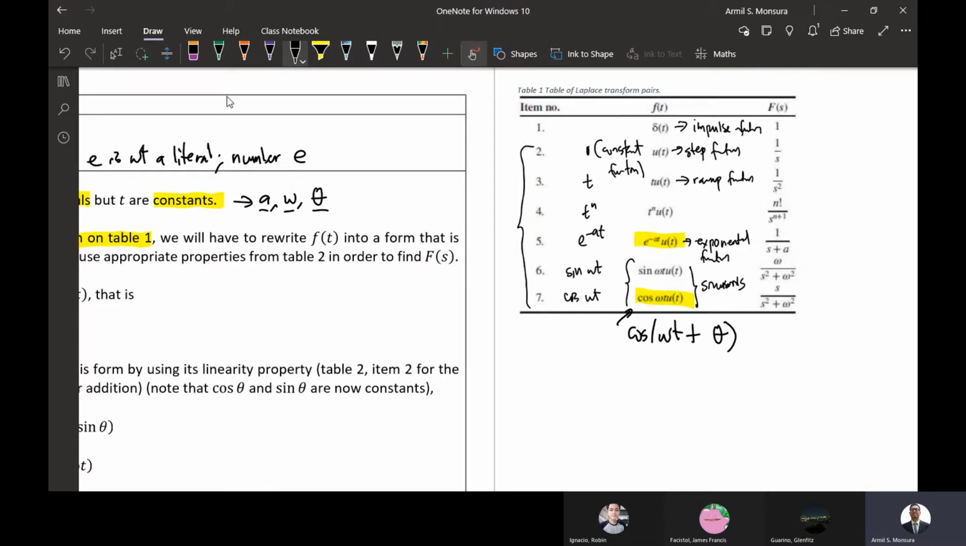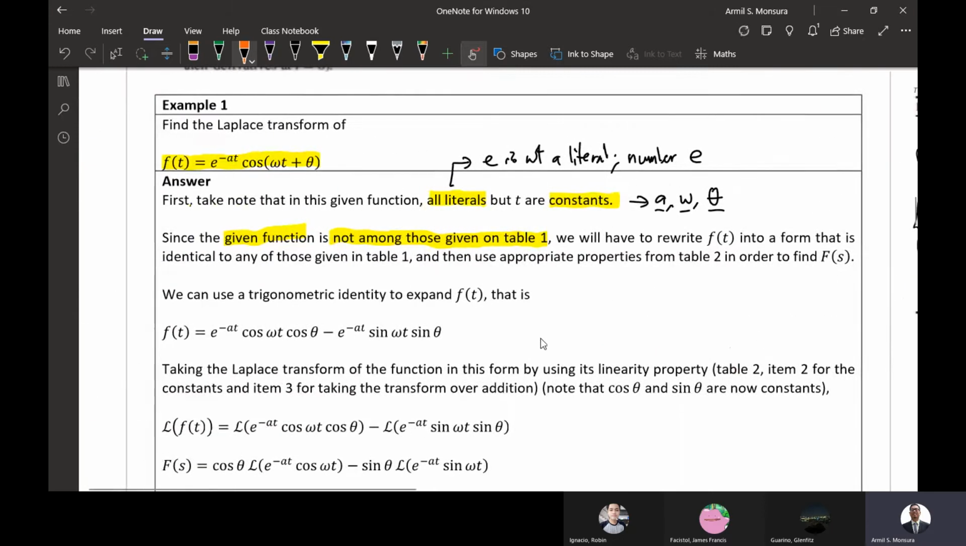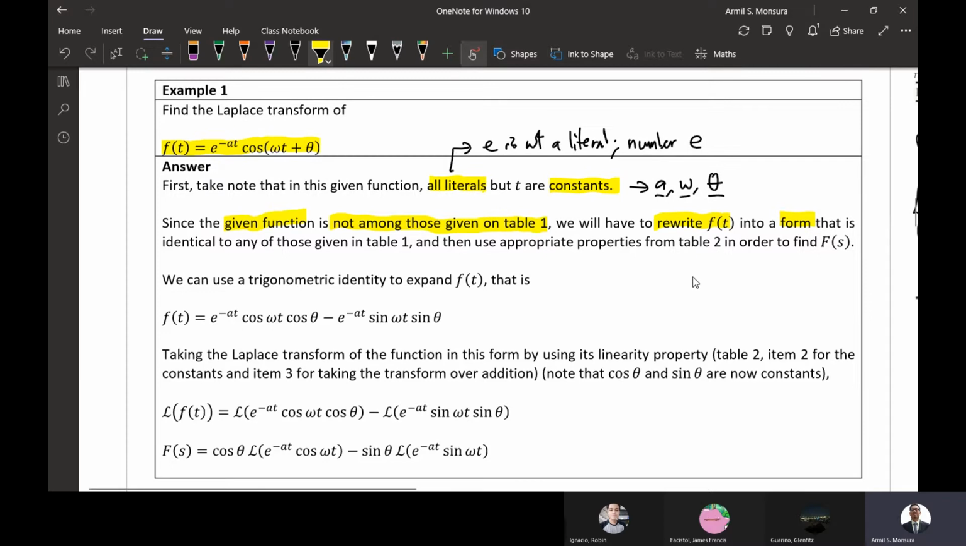So, they are different forms. So, while both of them are cosine function, iba yung form ng bawat isa. Okay? So, therefore, ang conclusion, wala sa table 1 yung function natin. So, anong gagawin natin kapag ganun? Okay? We will have to rewrite f of t into a form that is identical to any of those given in table 1. Okay? So, yun yung goal natin ngayon.